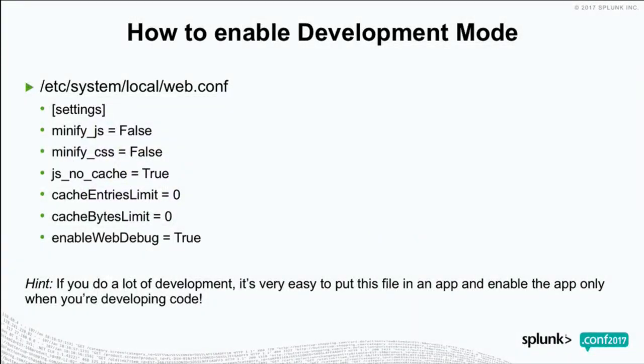So here's how you enable development mode. You go into the untouchable etc system local, and you go into web.conf, and then under settings, you're going to add these 6 settings. And actually, you shouldn't do it that way, and you should actually do what I said in the hint below, where you create an app that you enable when you're trying to develop things, and then disable otherwise, because this will really slow you down.